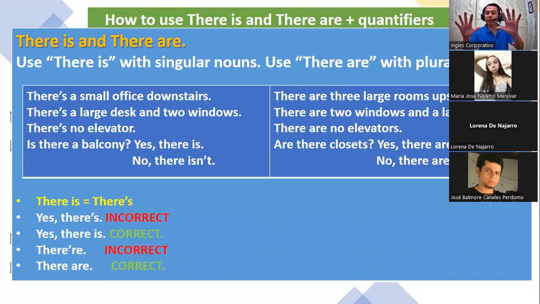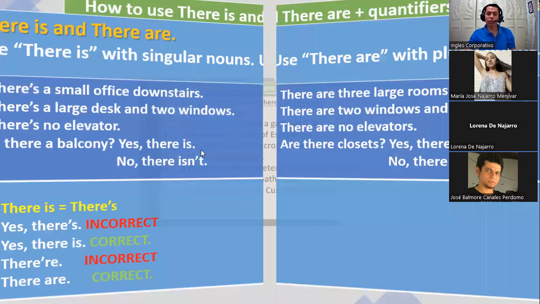Aquí tenemos ya la teoría, ¿no? La gramática, ¿sí? No questions? Okay, let's go to the practice. Ahora sí, vámonos a la práctica. Ahora es cuando.